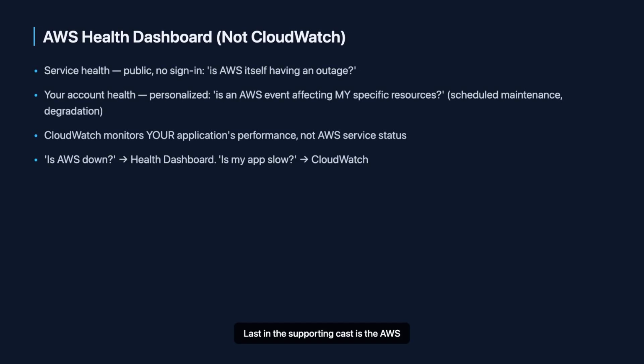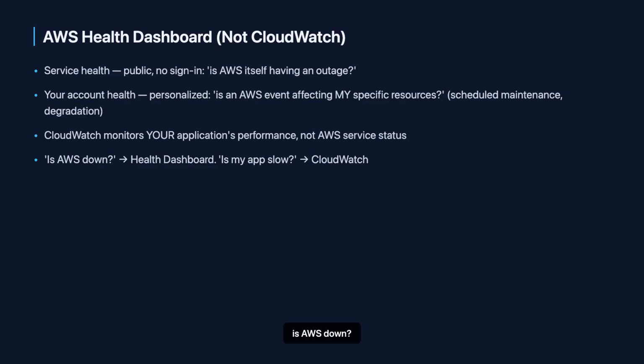Last in the supporting cast is the Amazon Web Services Health Dashboard, and the big thing to know is that it is not CloudWatch. The Health Dashboard has 2 views. Service Health is public, needs no sign-in, and answers: Is Amazon Web Services itself having an outage? Your account health is personalized and answers: is an Amazon Web Services event affecting my specific resources, things like scheduled maintenance or a degradation in a region you actually use. CloudWatch, by contrast, monitors your own application's performance, not Amazon Web Services service status, so the decision rule is clean.